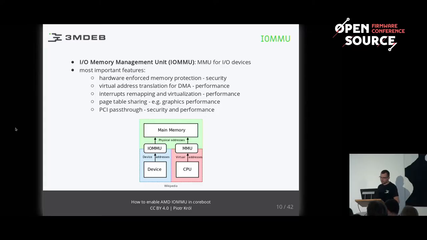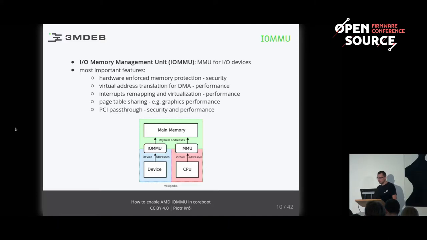So finally, IOMMU. IOMMU is an MMU, but for IO devices. What it gives us is hardware-enforced memory protection. That means that we can enforce that a given device has access to given memory and not more. We can do virtual address translation for DMA.